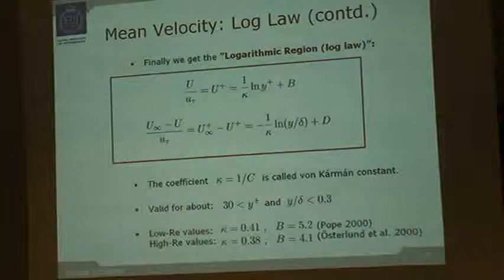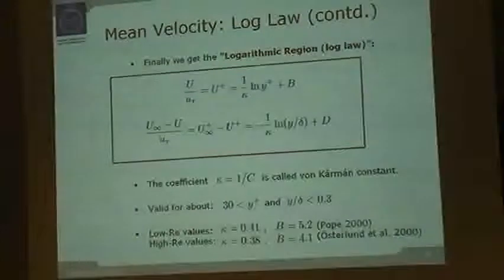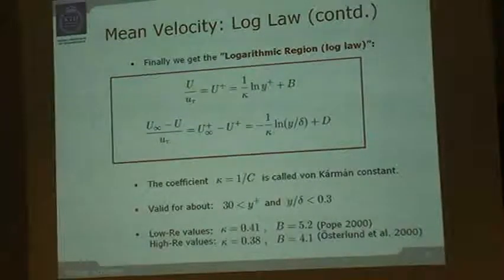Westerlund, by looking at his high Reynolds number data, suggested kappa 0.38 and B, which is somewhat lower, 4.1. Then of course there are also other geometries, pipe flow, for example, at very high Reynolds numbers, where we get kappa 0.43. So there is a certain spread for these parameters.